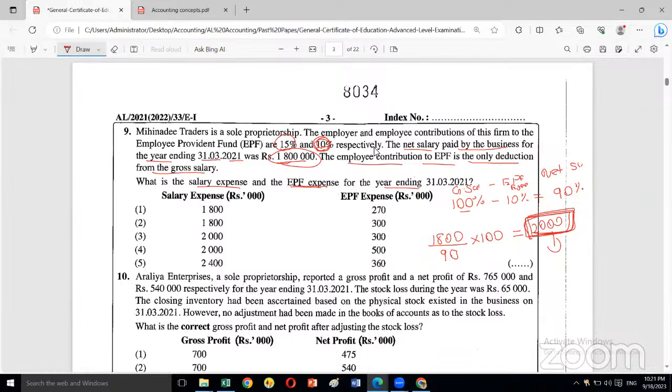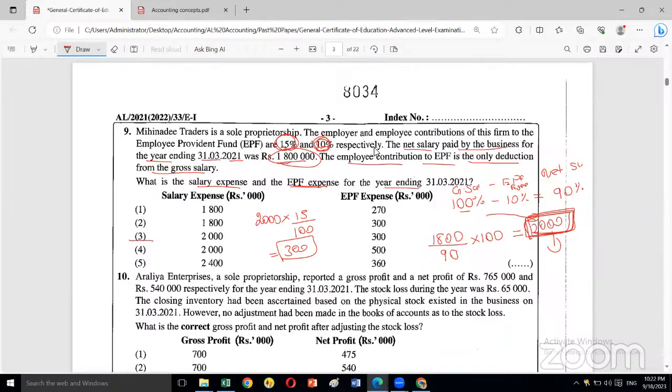The employer is paying 2 million as a salary. In addition to this 2 million salary, the employer, the owner, is paying an additional 15%. The 15% is for the EPF contribution of the employer. If I want to calculate 15% of 2 million, that is 2 million into 15 over 100. How much is 15%? 300,000. So the EPF employer contribution is 300,000. What is the correct answer? The third one is the correct answer.